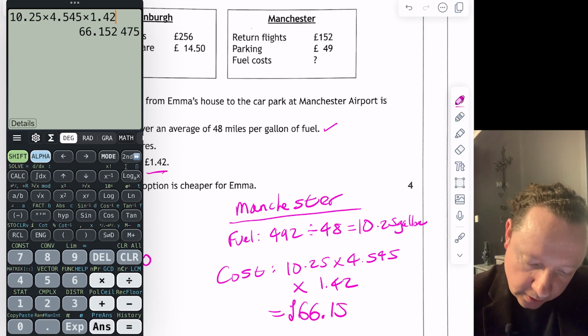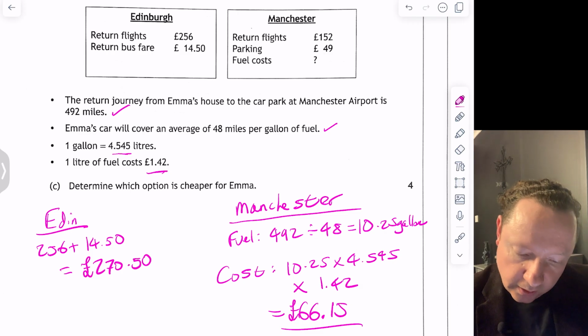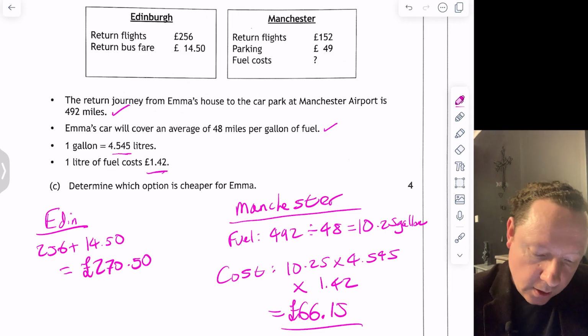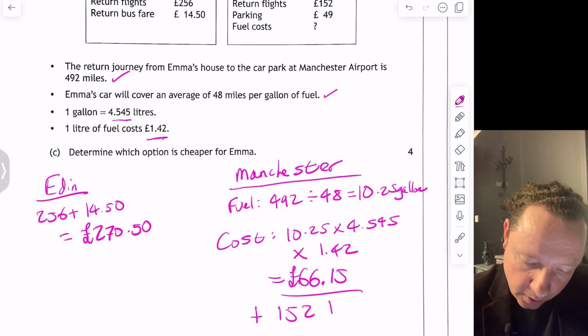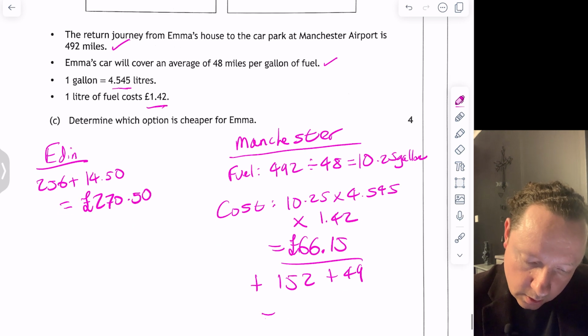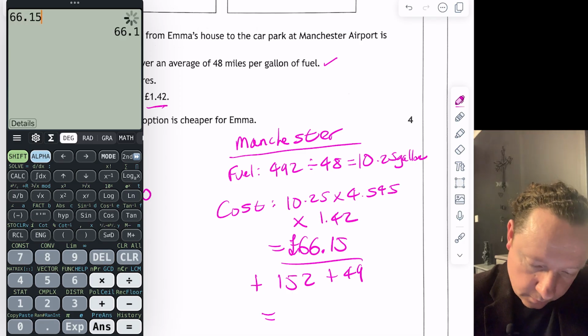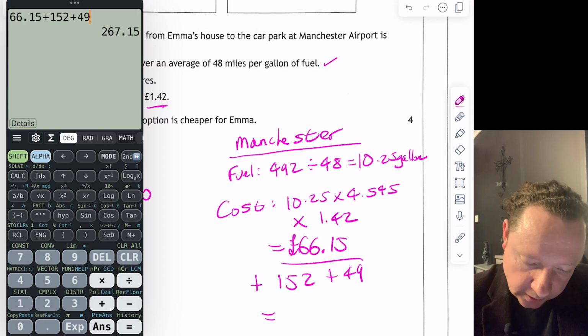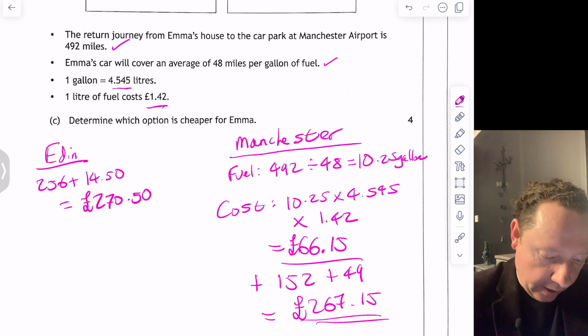Now let's just check if that's a return journey or a single. The return journey from Emma's house, so that's fine. I don't need to double it. So that's the cost of our fuel. Then we've got to add on 152 for the flight and 49 for the parking. So in total, £66.15 plus 152 plus 49 is 267.15. So that's how much it costs to drive all the way to Manchester and then get the flight.